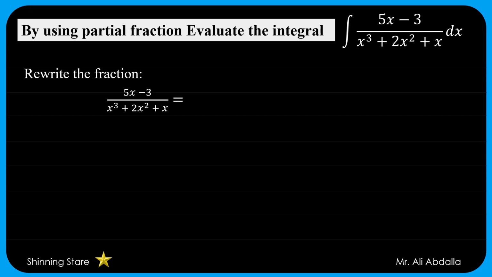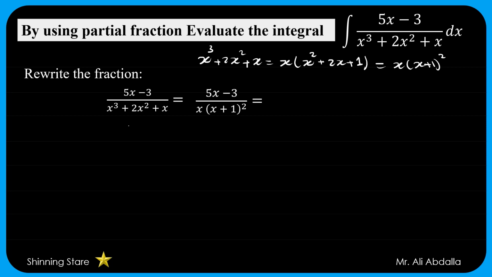If we factor the denominator, we get x to the power 3 plus 2x to the power 2 plus x. We can take x as a common factor. Then we get x times x to the power 2 plus 2x plus 1. Then we can factorize this expression again. We get x times x plus 1 to the power 2. Then we can rewrite the fraction in this form: 5x minus 3 over x times x plus 1 to the power 2.